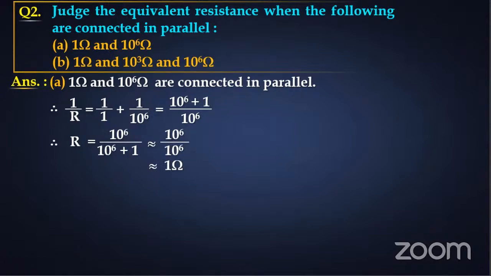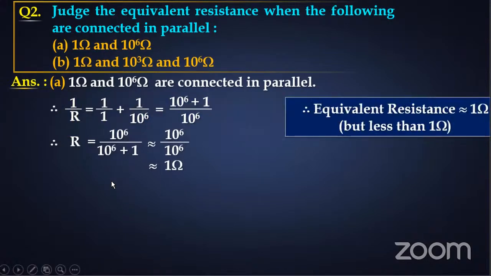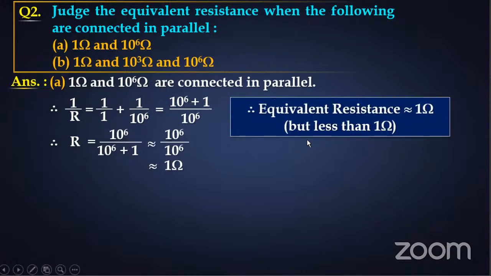When they are connected in parallel, the equivalent resistance is about 1 ohm. Now the second situation: 1 ohm, 10 power 3 and 10 power 6, now 3 resistors. Is it right? So for the first situation, equivalent resistance is approximately 1 but less than 1. Why? Because the denominator value is more than the numerator value.